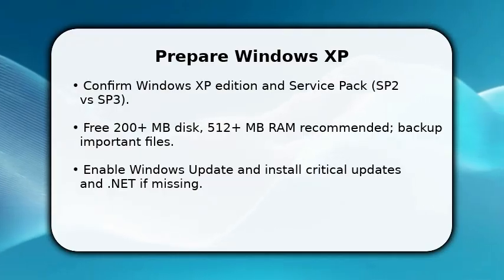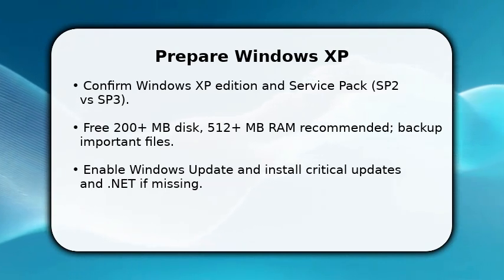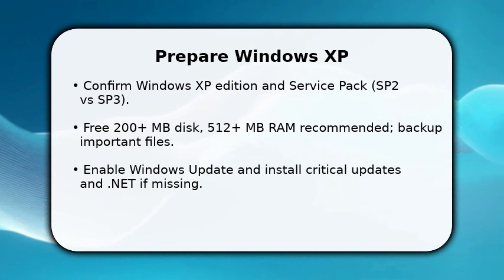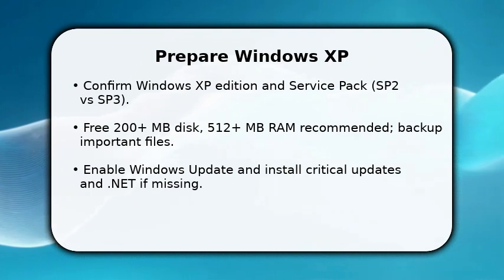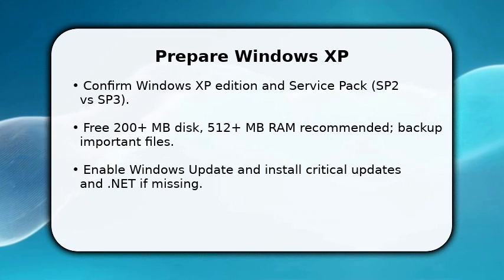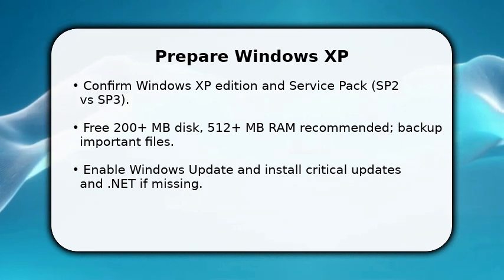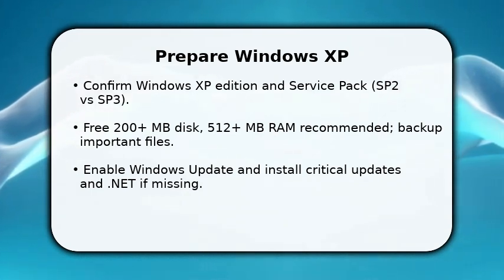You start by ensuring the machine meets the bare minimum. Check that you are running Windows XP with Service Pack 3 because many modern browser builds require it. Once done, free up at least 200 MB of disk space and verify you have roughly 512 MB RAM. Make a quick backup of personal files so an install can be reversed if needed. Finally, run Windows Update to get critical components and install .NET updates if prompted, since they often affect installers.